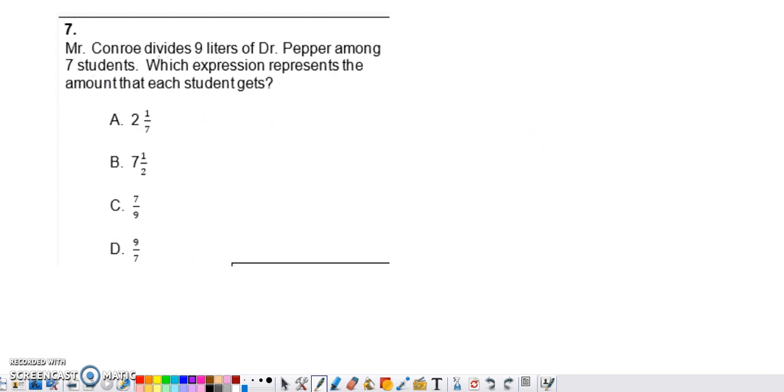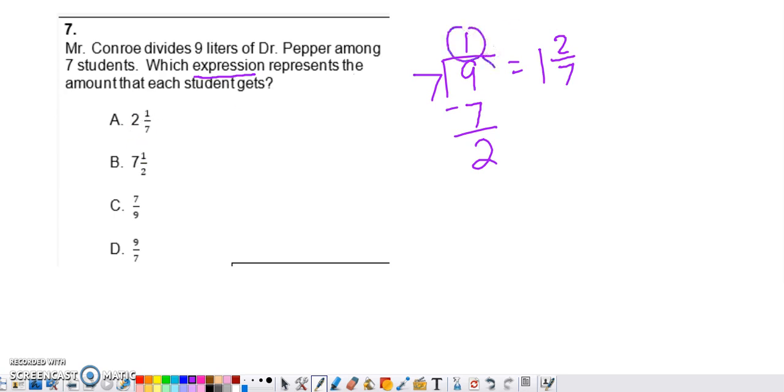Number 7. Mr. Conroe divides 9 liters of Dr Pepper among 7 students. Which expression represents the amount that each student gets? Okay, so I know what you guys are thinking. During class this week, I saw a bunch of you actually trying to work it out. You were working out 9 divided by 7, and you were getting 1 and 2/7, and then you couldn't figure out, wait, which number do I write first? And so hopefully you won't pick these guys because that was not your answer. But a lot of you were actually doing too much work. We were actually just looking for the expression, okay?